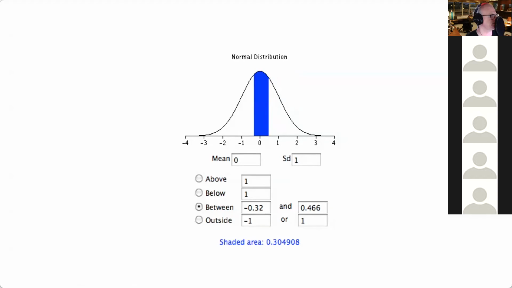This is really just straightforward calculus, straightforward arithmetic. The calculus has been done for you. You don't have to worry about looking things up in Z tables really if you use this web tool. But if you don't have the web tool handy and you have a stats textbook on you, you can always look stuff up in a Z table.